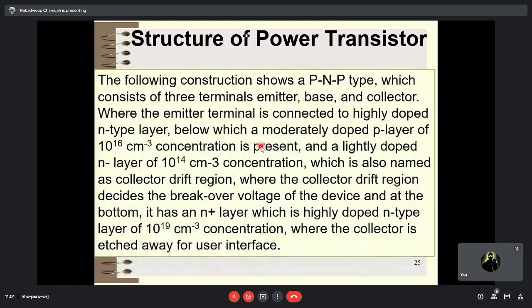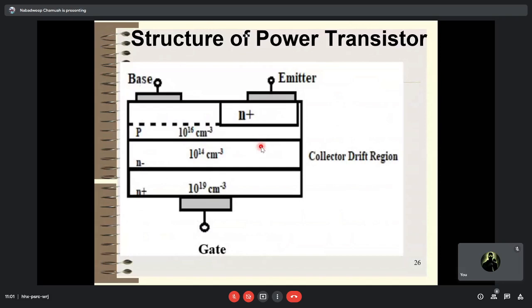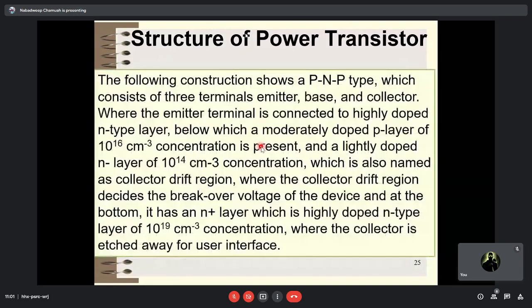Next is the structure of the power transistor. The following construction shows a PNP transistor, which consists of three terminals: emitter, base, and collector. The emitter terminal is connected to a highly doped N-type layer. First is the highly doped N-type layer, below which a moderately doped P layer of 10 to the power 16 per centimeter cube concentration is present, and a lightly doped N layer of 10 to the power per centimeter cube.